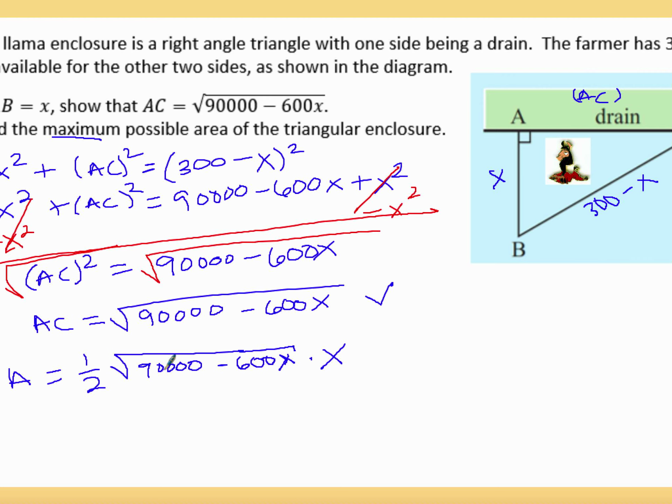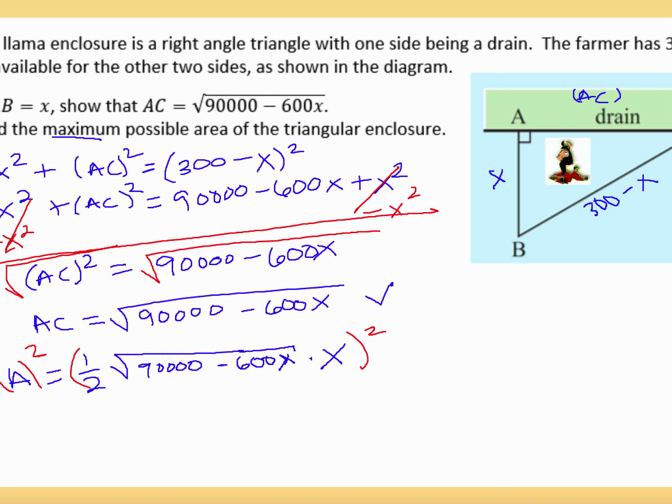Now, I want to take the derivative, but this is going to have some interesting effects. I'm going to have this raised to the power of 1/2 multiplied by x, doing the power rule. It's going to get a little wild. So what I'm going to do is I'm going to square everything. When I square everything, I'm going to square both sides. My maximum is still going to be in the same spot. Okay, so we're going to square everything.